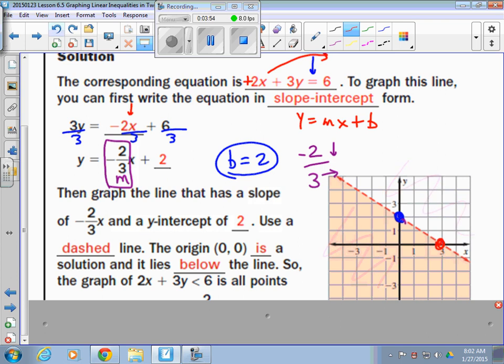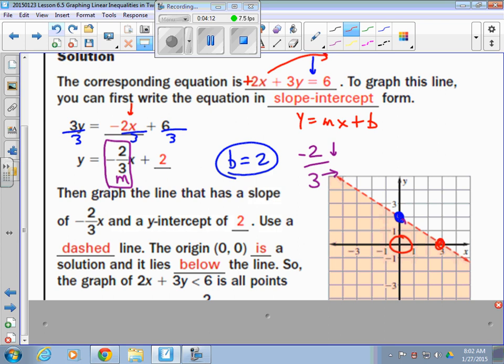Remember, it's not one or the other. We're separating them into half planes. One side's right, one side's wrong. The line itself doesn't pass through 0, 0. That's the easiest thing to test. That's why it says the origin 0, 0 is a solution.